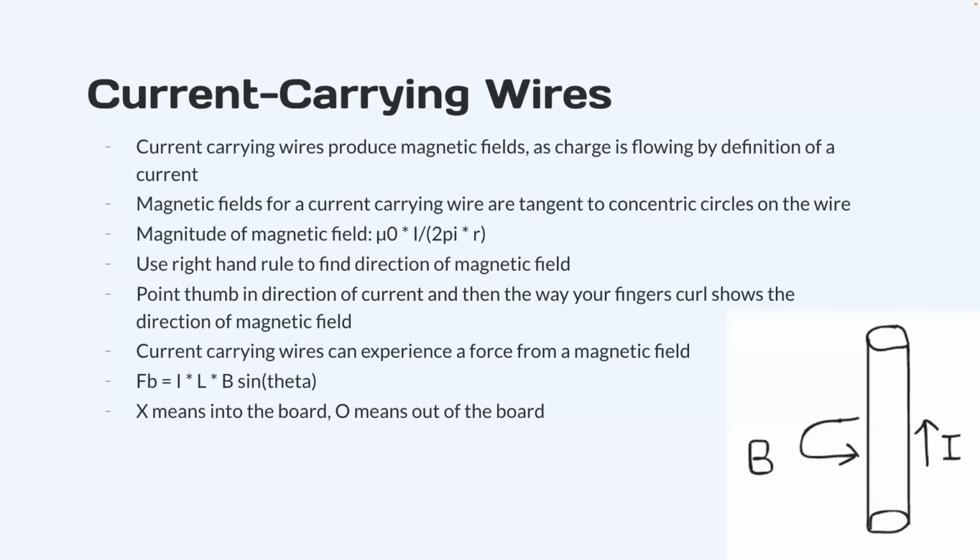Current carrying wires also experience forces from magnetic fields. That F_B will be I times L times B sine theta. Note that X on a diagram means going into the board, O means out of the board. We use these conventions, as in magnetism we use all three dimensions to describe force, velocity, and field.